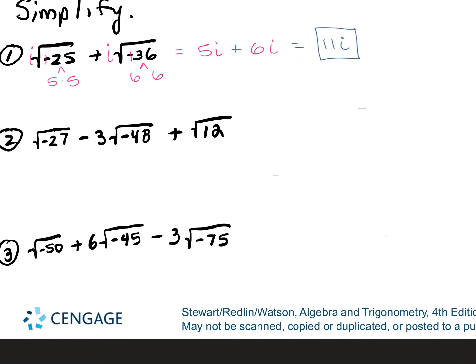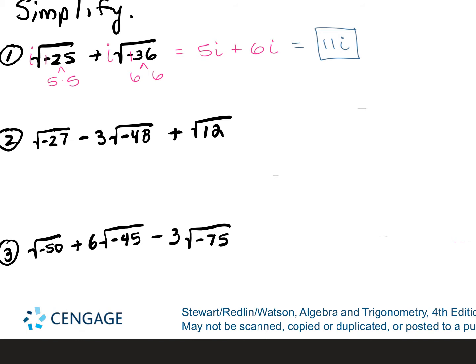For example 2, we have the square root of -27 minus 3 times the square root of -48 plus the square root of 12. That -3 square root -48, a lot of you had problems with this on either your first test or your first quiz. Whenever you have a number in front of the radical, if that radical can simplify, you have to multiply whatever you take out of that radical by the number that's in front.